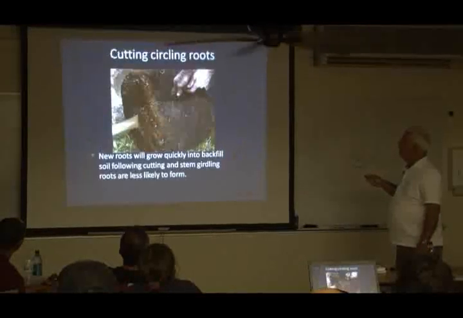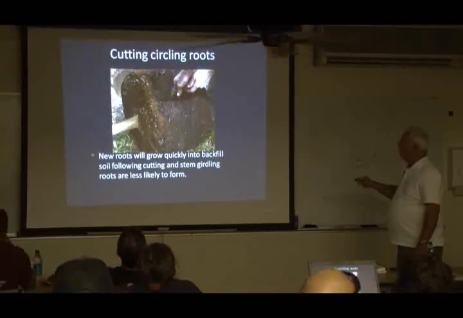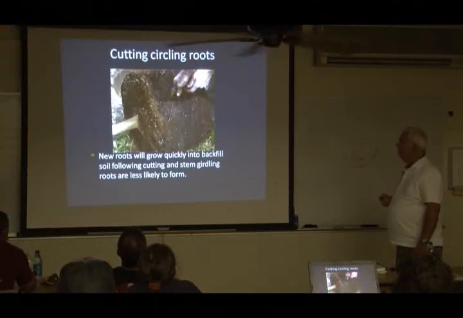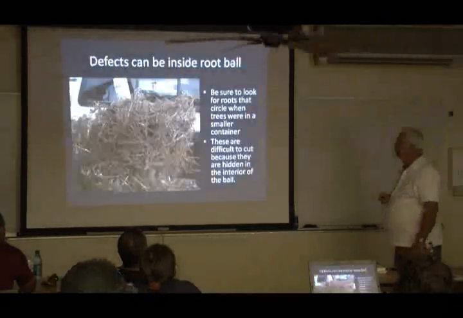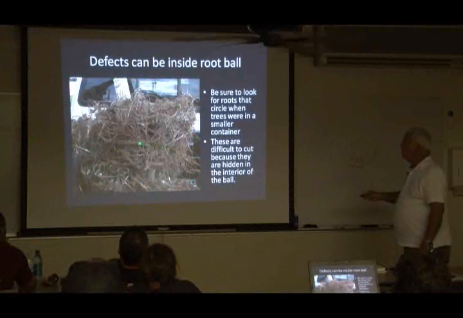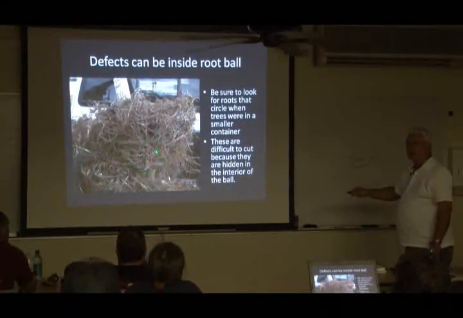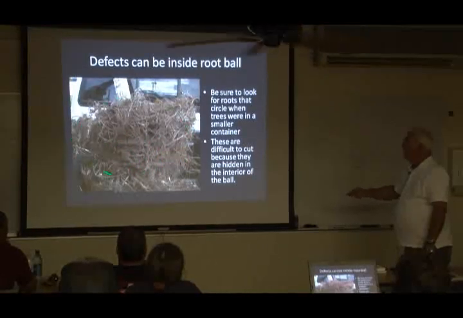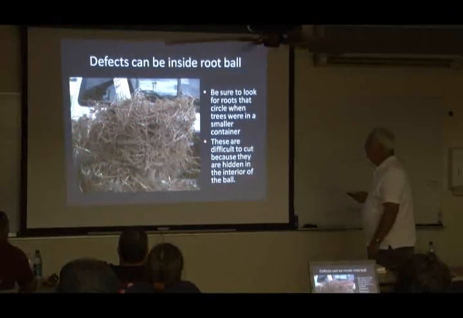Okay. Cutting the circling roots again. Take a razor blade or something. Cut down several ways around the outside. New roots will come back at the cut ends. But you don't want to cut all the way down through the root ball. Just the outside. Okay. Here's an example where the outside looks pretty good, but see all these circling roots in here? Big woody circling, girdling roots? That's not good. If that was in a root ball, you wouldn't be able to see that necessarily. So sometimes what you see is not really what's there.